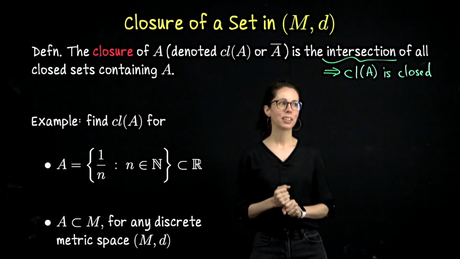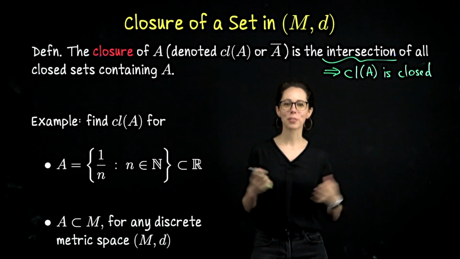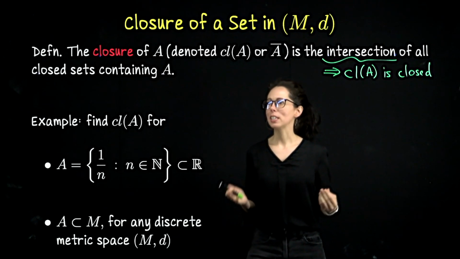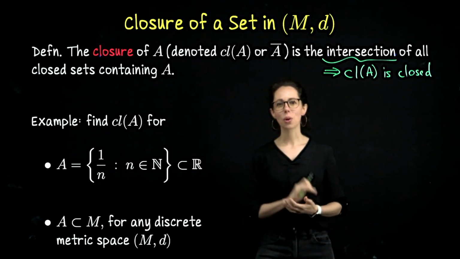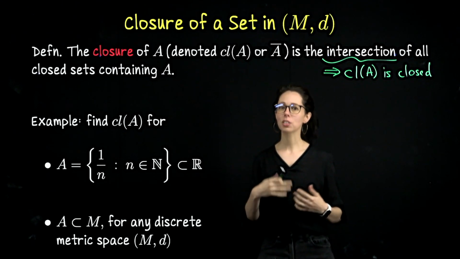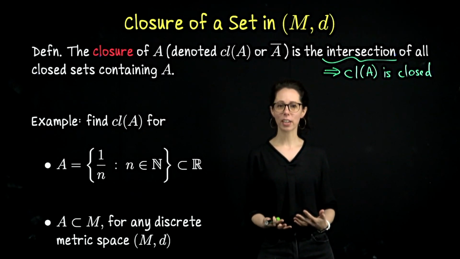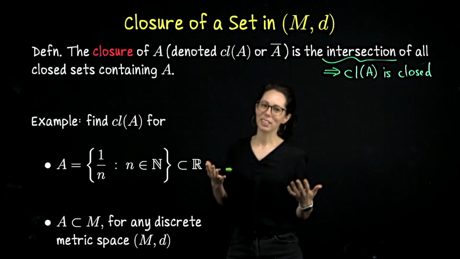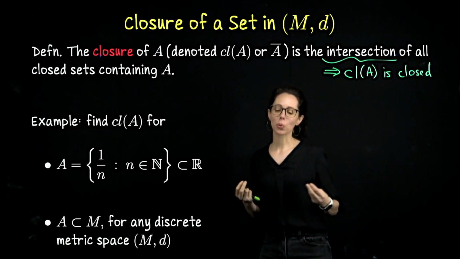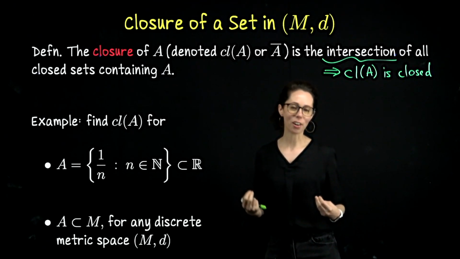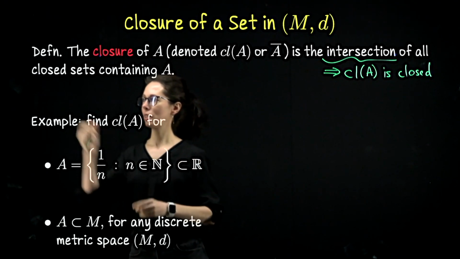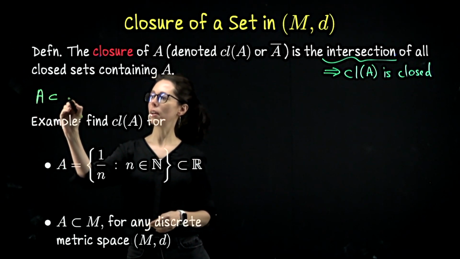All right, let's make a few other observations. It's an intersection of sets which contain A. So what that means is that A belongs to every set in this intersection. So A will belong to the closure of A. This might seem obvious, right? But we want to make sure that things we want to say are true are actually true from the definition. So maybe I'll write it here. A is a subset of the closure of A.